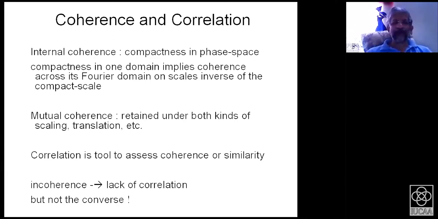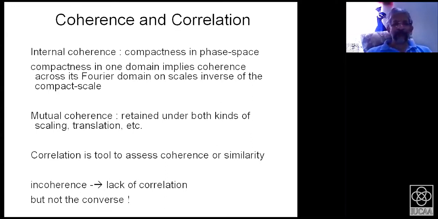And correlation is a simple tool to assess coherence or similarity or matching of patterns, and we will retain its significance only to that as a tool. The innate property of any process is captured by the coherence properties, either internal coherence or mutual coherence when we are comparing two sets of data or two sets of information.